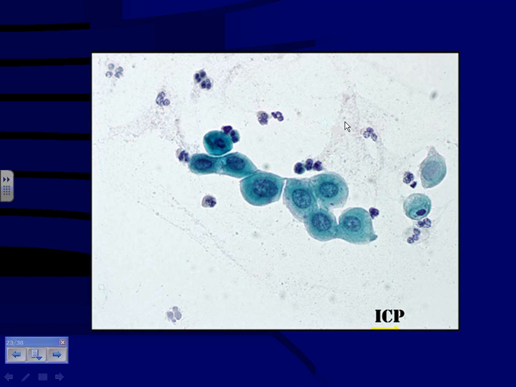Here's another example of squamous metaplastic cells. You can really make out their cell borders pretty well. The cytoplasm is relatively dense, as indicative of its squamous differentiation. Nuclei are round to oval, centrally placed, uniform, and just slightly bigger than the neutrophils here.